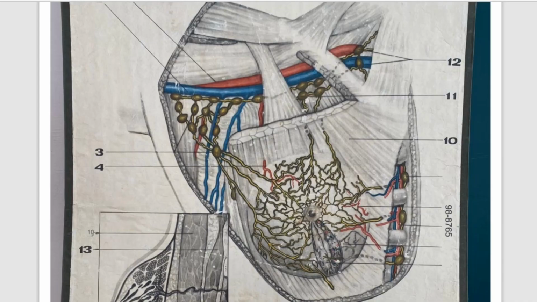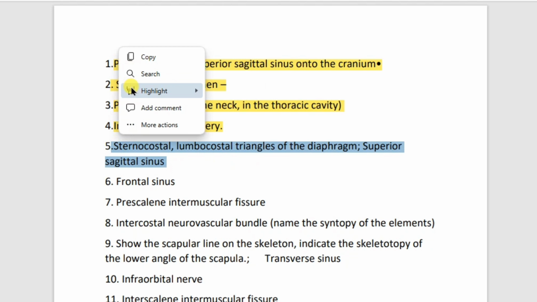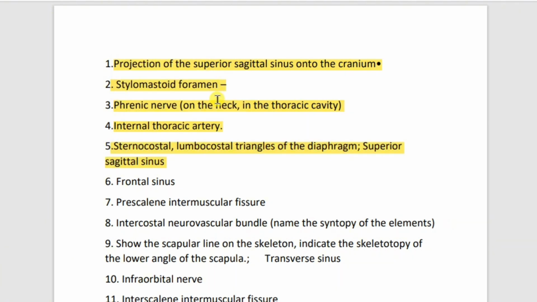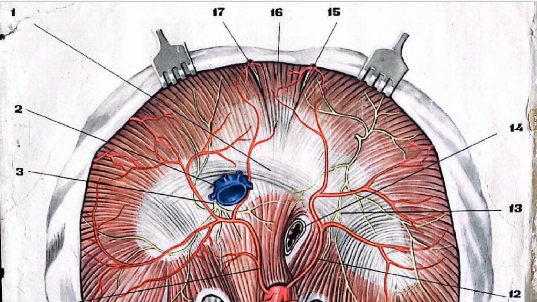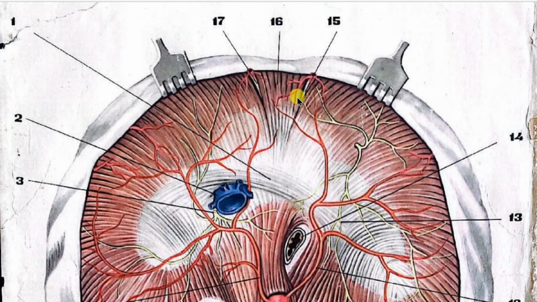The next structure we have here is the sternocostal and lumbocostal triangles of the diaphragm. Let's have a look at this structure. Here you can find the sternocostal and the lumbocostal triangles. This one is your sternocostal triangle, which is also called the Larrey space. It is the small zone lying between the costal and sternal attachments of the diaphragm.